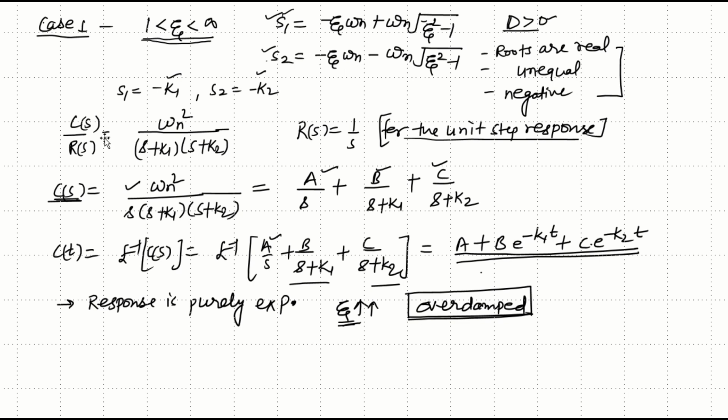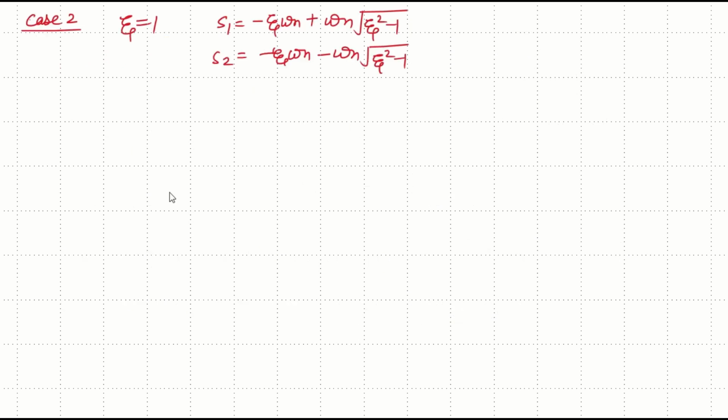Now this condition, where we choose the value of zeta to be 1 to infinity, is known as the overdamping condition. So let me write here the overdamping condition. So in the first case, when damping is high, 1 to infinity, the output response of the system is purely exponential, and this condition is known as the overdamping condition. Now let us discuss the second case.